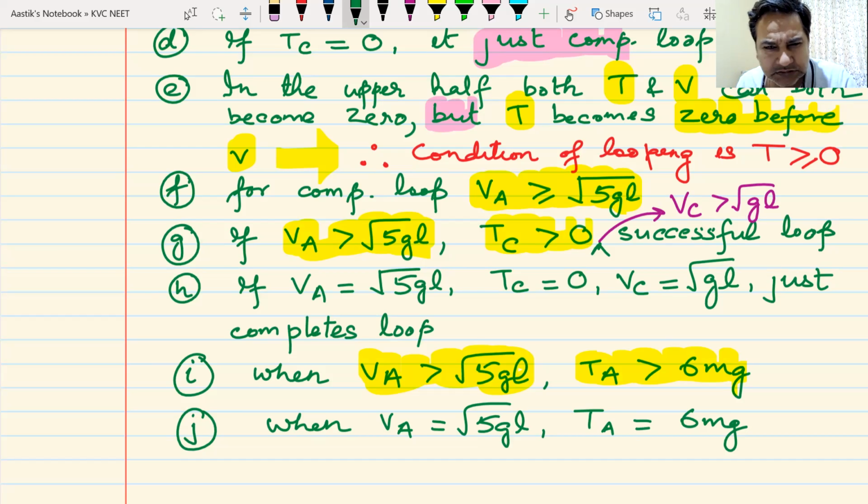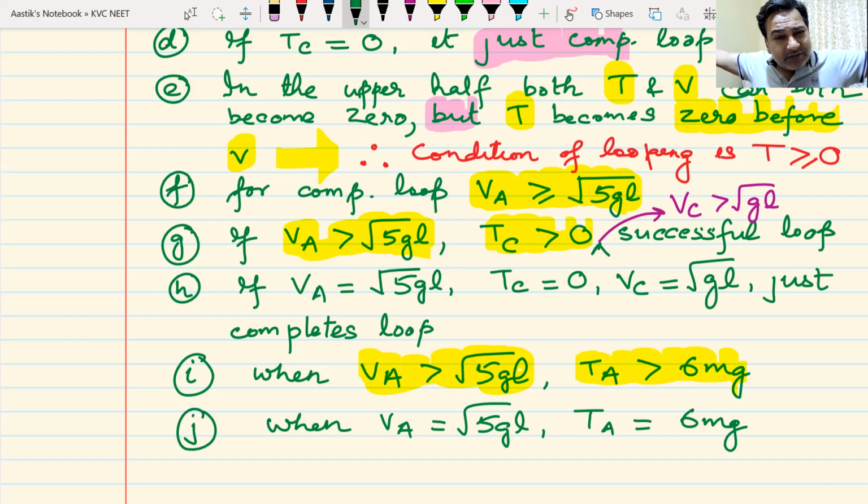If the speed is exactly equal to root 5 GL, it reaches the highest point. And at the highest point, tension becomes 0, but the speed does not, because speed cannot win in the upper half. It always comes second in becoming 0.